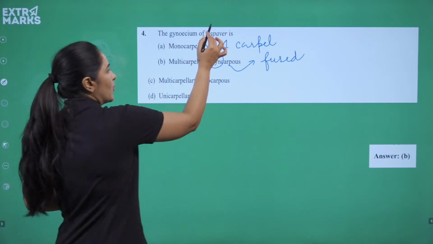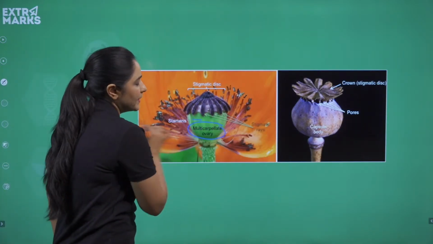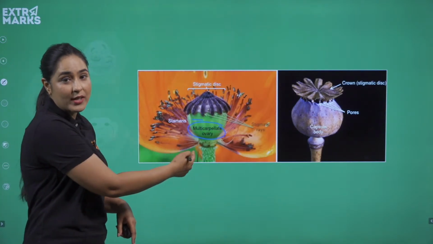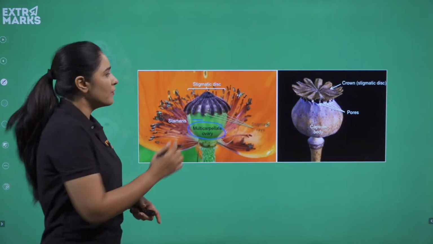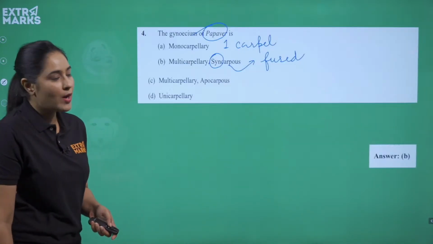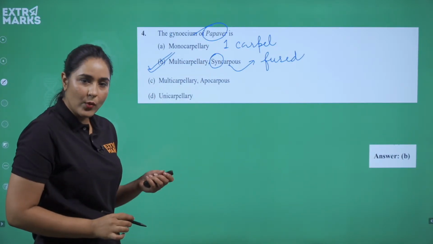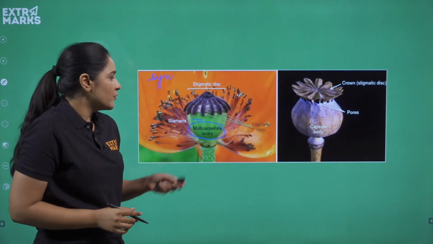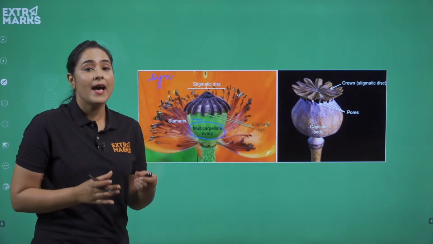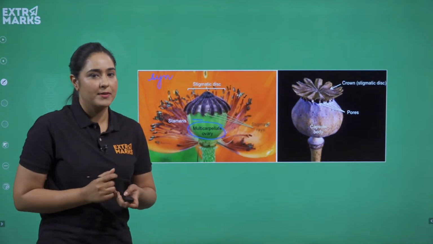So the Papaver, as you can see here, it is multicarpellary. Carpels are many and they are fused. See here in the structure, you can see they are fused. So obviously it will be known as syncarpous. So our option B is correct with respect to Papaver somniferum here. So we are having this condition, multicarpellary here, carpels are many and they are fused together, that is why we are calling them as syncarpous.